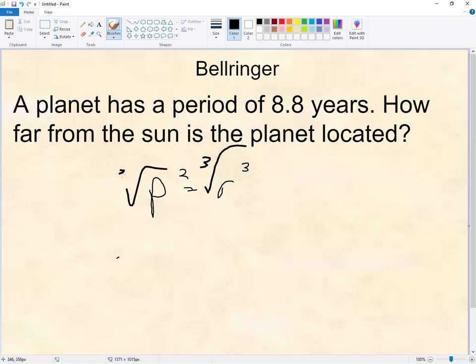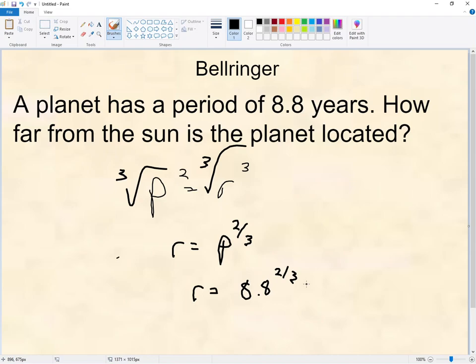So take the cube root of both sides, and you have r equals, like we've done several times, p to the 2/3 power. So the distance away from the sun is going to be 8.8 to the 2/3 power. And then just put that into your calculator. We're going to use your calculator a lot today, so if you don't have it out, you may want to get it out because the numbers we're putting in are pretty big.